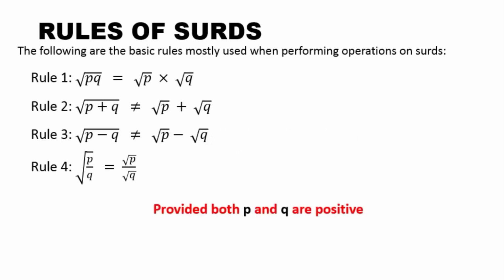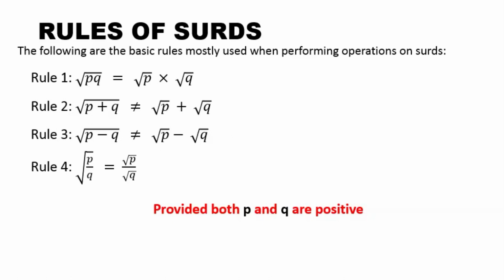One of these rules that I want us to know, there are about 4 basic ones. Rule 1 has to do with the product. You have two numbers multiplying each other, expressed as a product under a root form. You can simply split them. Rule 1 is saying that root PQ is the same thing as root P multiplied by root Q.